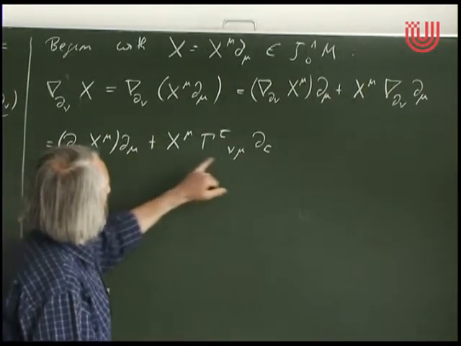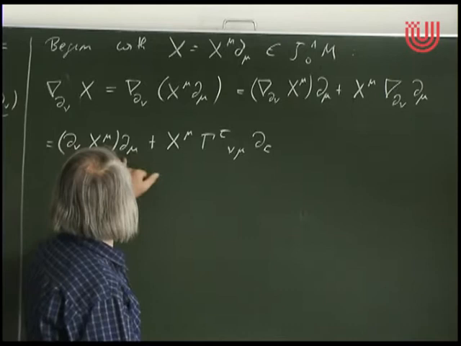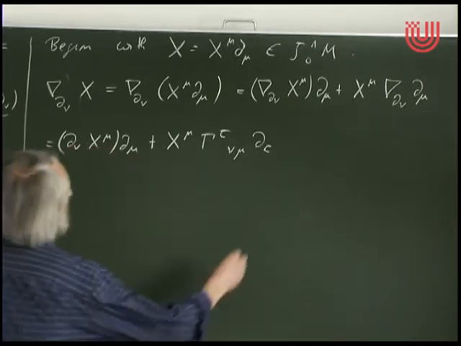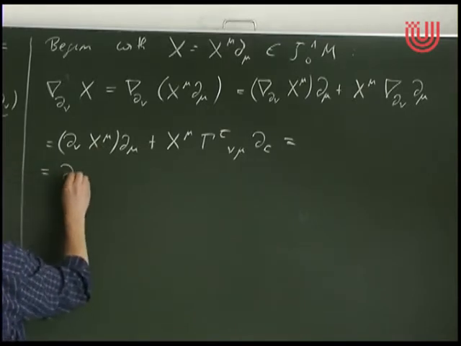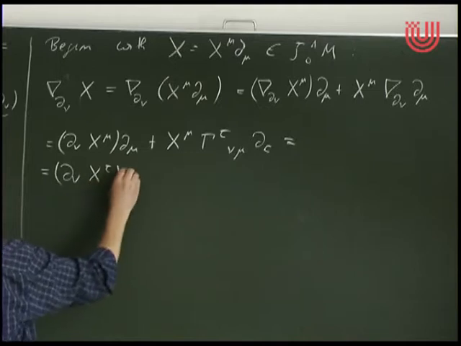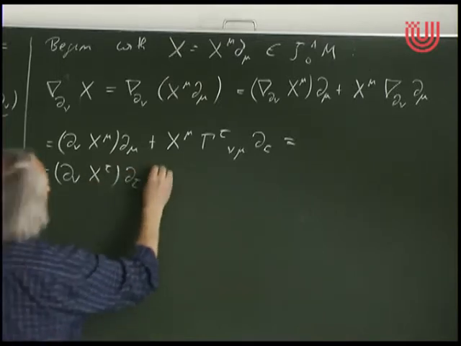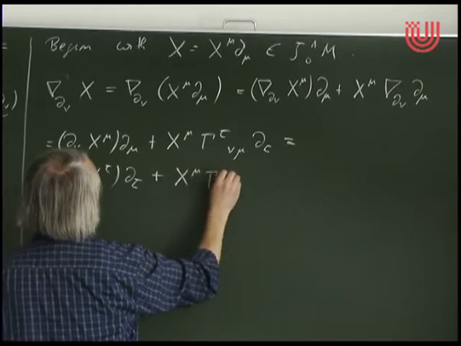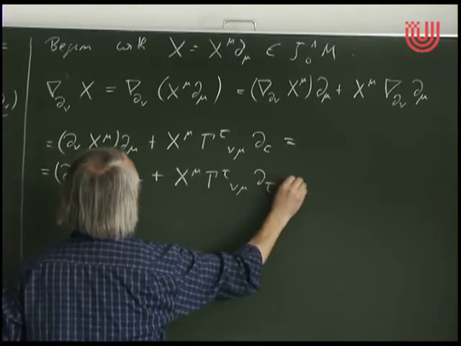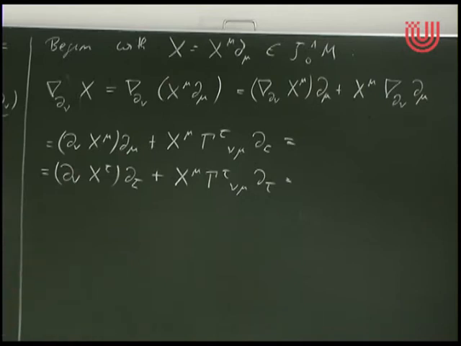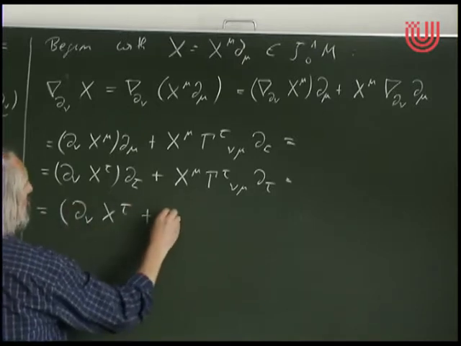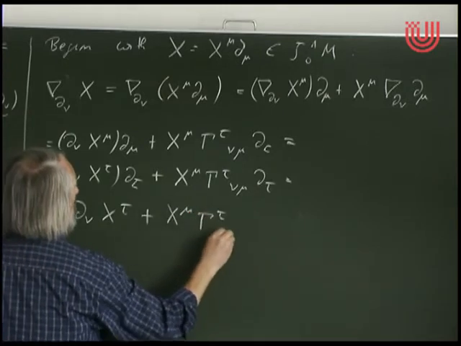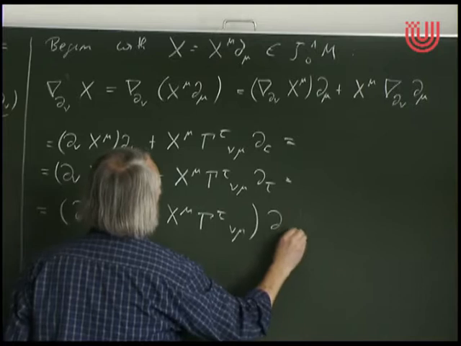Now I want to combine this in one line, so I want to have the same basis vector here, so I have to rename one of the indices. I think a good idea is to change the μ into a τ. Of course, I can give any name to summation indices which is not yet used. So I can write it with a bracket, with the partial derivative outside of the bracket: partial derivative plus X^μ Γ^τ_μν, all times ∂_τ.